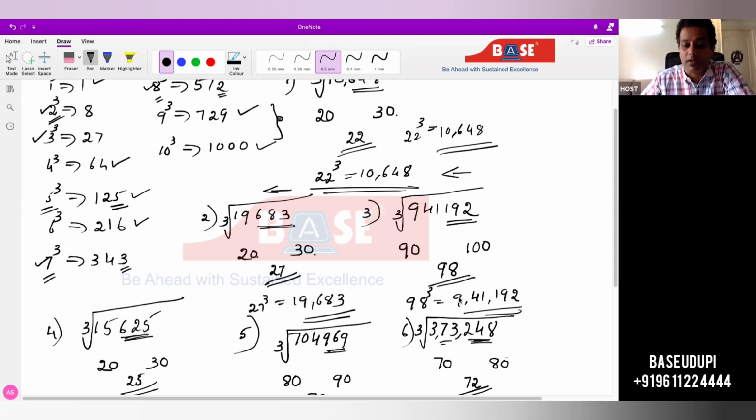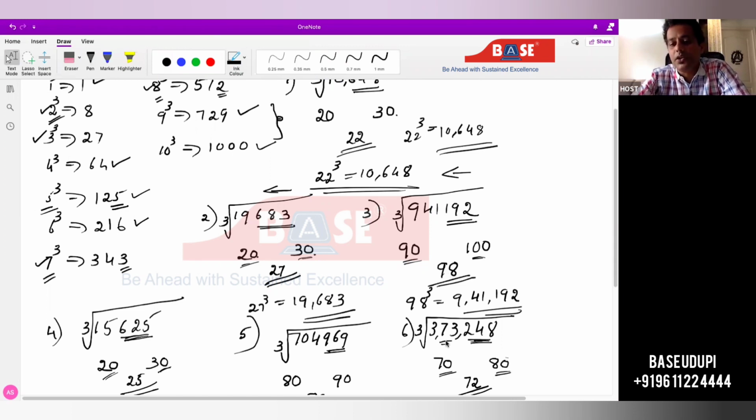So answer is between, guys, these two numbers. Answer is between these two numbers. Here in this case, between 90 and 100. In this case, 20 and 30. In this case, again 20 and 30. Here in last example is between 70 and 80.